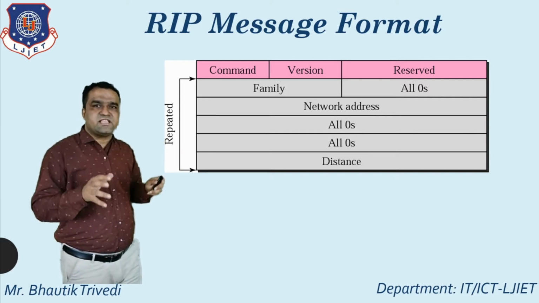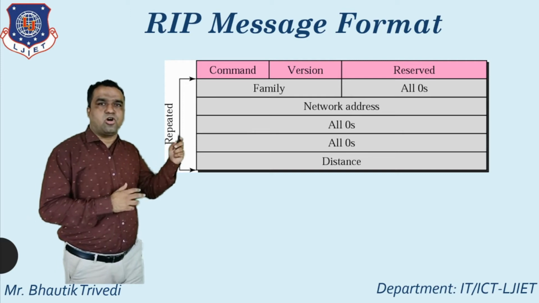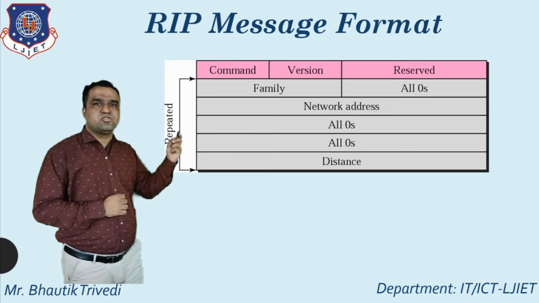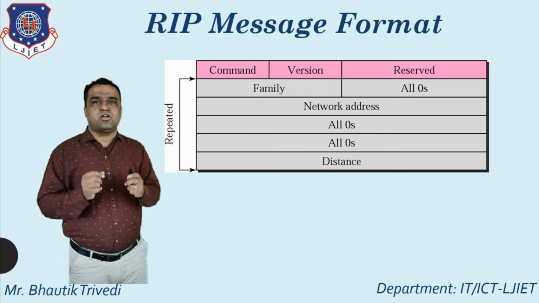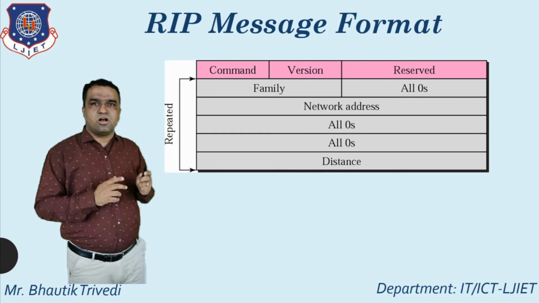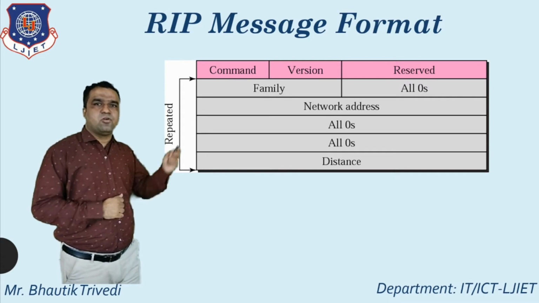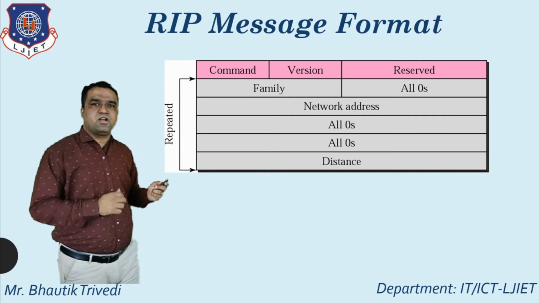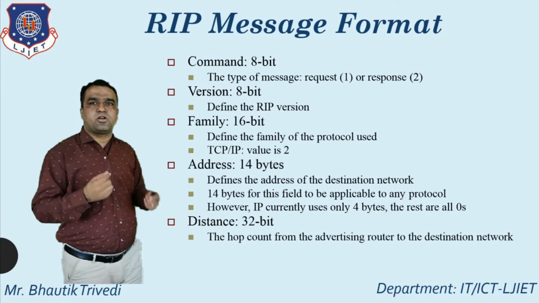Out of these 9 fields, three are generally used for all zeros, and one is generally used for the reserve. Out of the 9 fields, fully focus on 5 fields: first command, second version, third family, fourth network address, and fifth distance. So let's start with each and every important field.